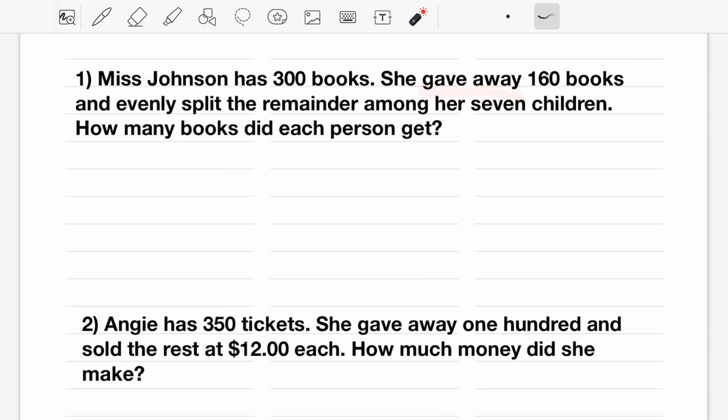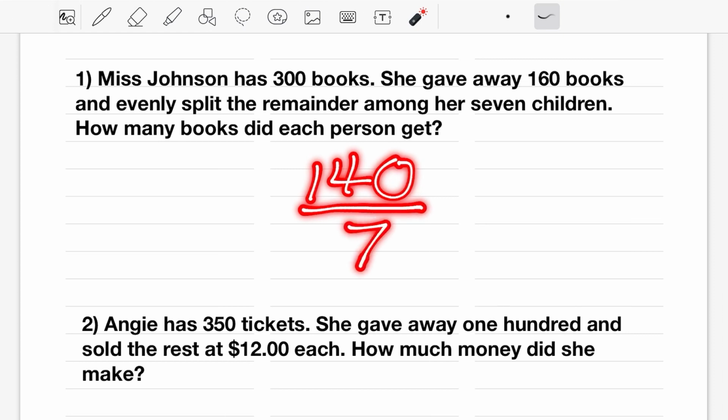So gave away indicates that we must subtract. So 300 subtract 160. That will give us 140. And then she split the remainder, which indicates that we must divide the 140 among her 7 children. And when we do that, we will get 20. 20 books each.